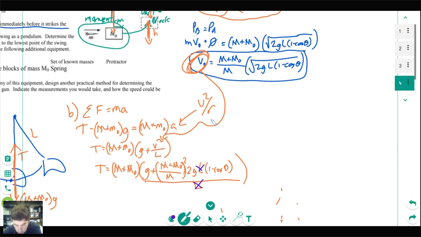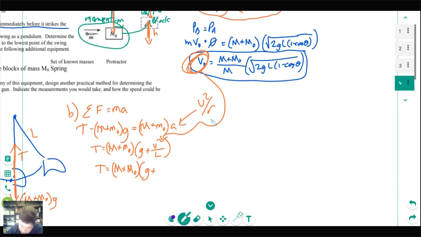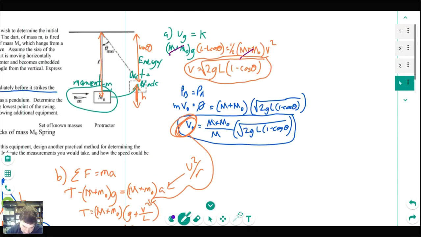Oh, crap. Hold on. Hold the phone. That's the wrong V. I don't want that V. I don't want the V that the dart had before it collided. I want the V from way up here. I want this V, the V at the bottom of the swing, not the V of the dart. So no, ignore that. We are not taking this one through here. We're taking that V down there.